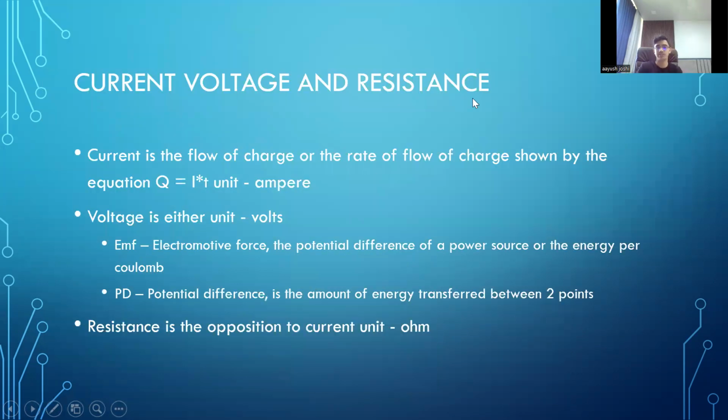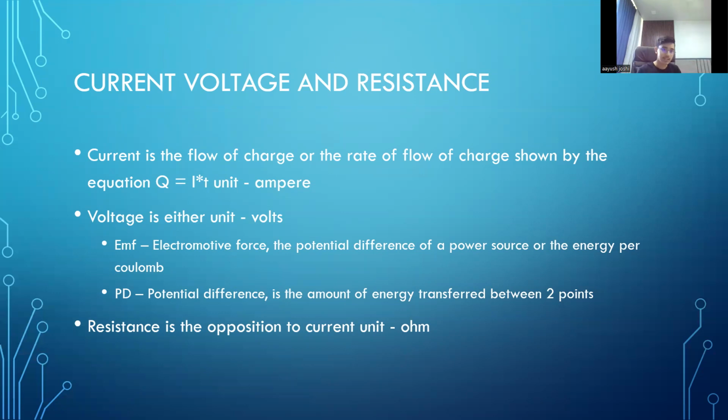So current, voltage and resistance. Current is the rate of flow of charge shown by the equation Q is equal to I into T, and its units are amperes. You rearrange this equation to get rate of flow of charge, which is Q divided by T. Whenever I say anything about rate, that means that x is being divided by time. So the x is happening in a period of time, so that's the logic you need to use.